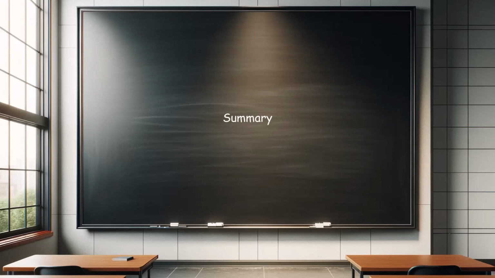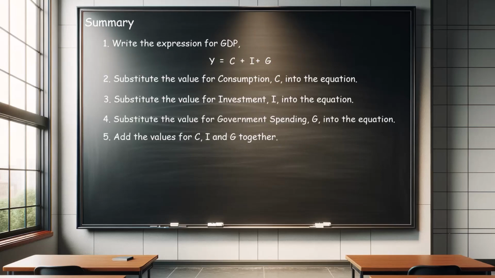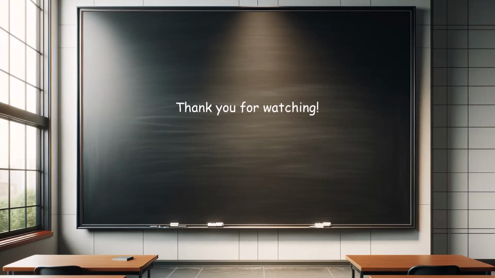The process of finding a country's GDP is relatively simple. First, write the equation for GDP. GDP equals the sum of consumption by households, investment by firms, and government spending. Second, substitute the values from the problem statement into the equation. Third, sum the values of the components of GDP.